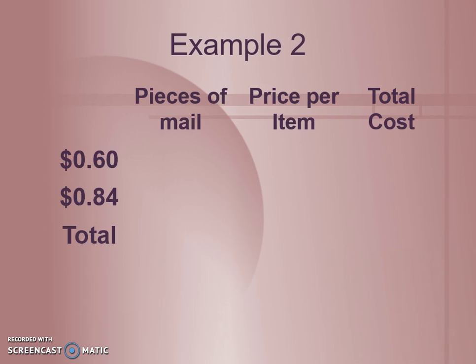So we're going to let X be the number of pieces of mail at 60 cents, and Y will be the total at 84 cents. And then our total pieces of mail altogether was 150 pieces. Our price per item, we have 60 cents and 84 cents. And then our total cost. So we have 60x because we're just multiplying straight across here. And we have 84y.